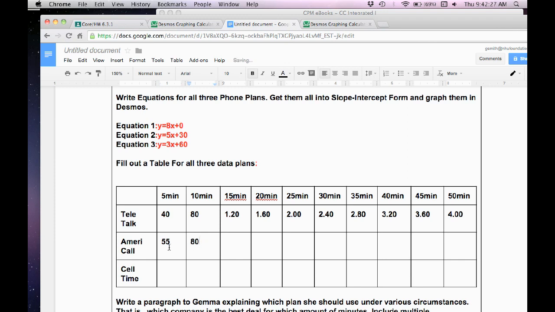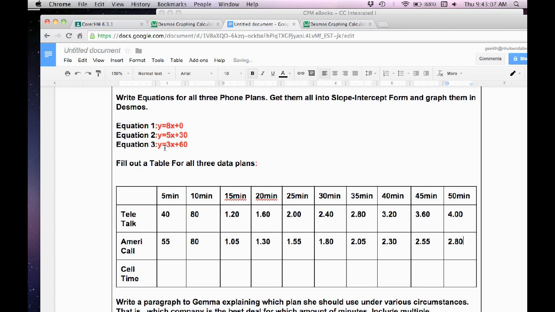Okay, so we got the same thing. And we're going up by 25 every time. So now it's going to be 105, 130, up by 25 every time. So far, so good. All right. So as you can see, if she's keeping it short, Teletalk is good. But the longer it gets, the better Americol starts to look like the better deal.